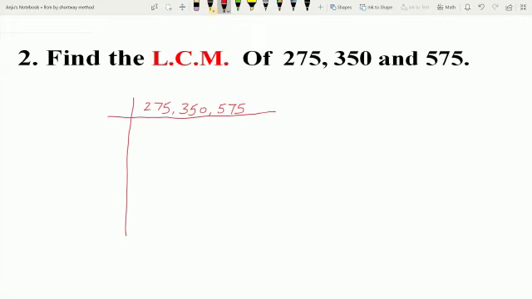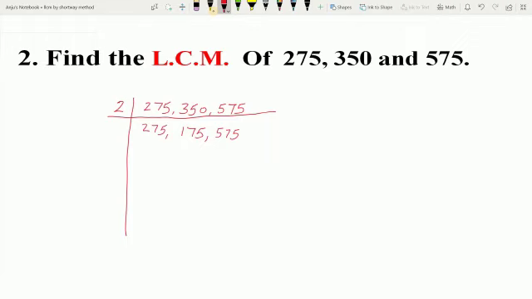So as I told you, if even one number is divisible by 2, we will start with the smallest prime number. So here we write 2, and as we know 275 is not divisible by 2, so we bring it down as it is, 275, comma, and then we divide 350 by 2 and I get 175. Then I put comma. As we know 575 is also not divisible by 2, so we bring it down as it is.